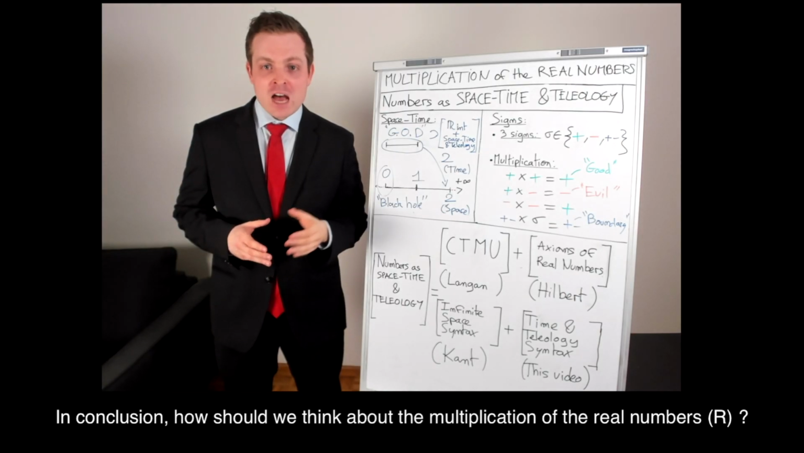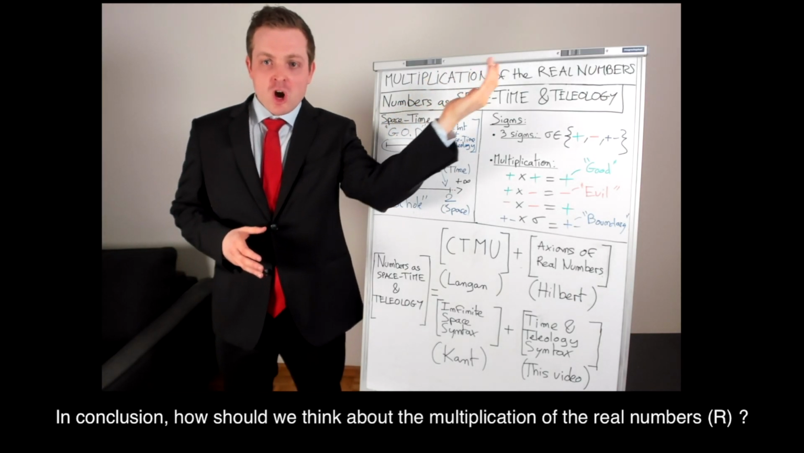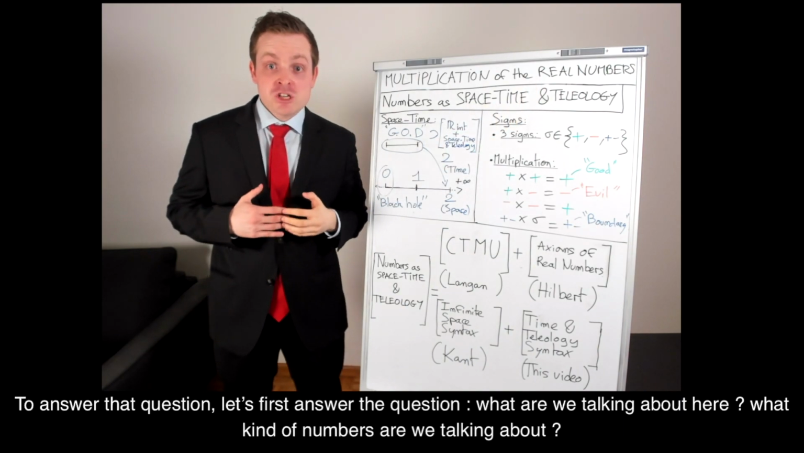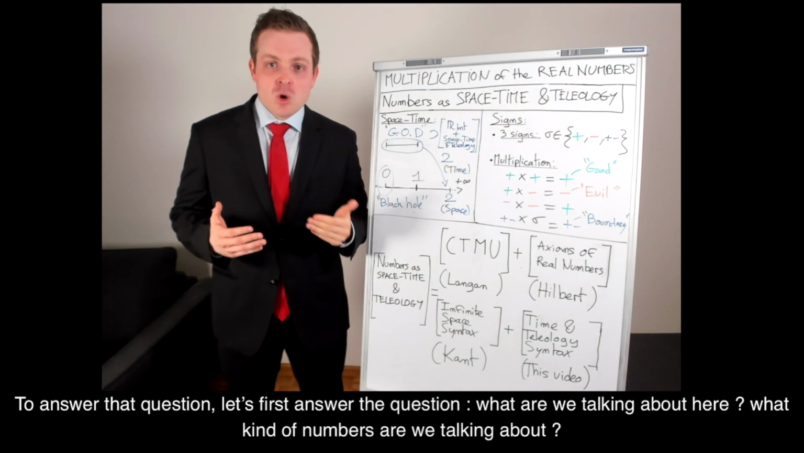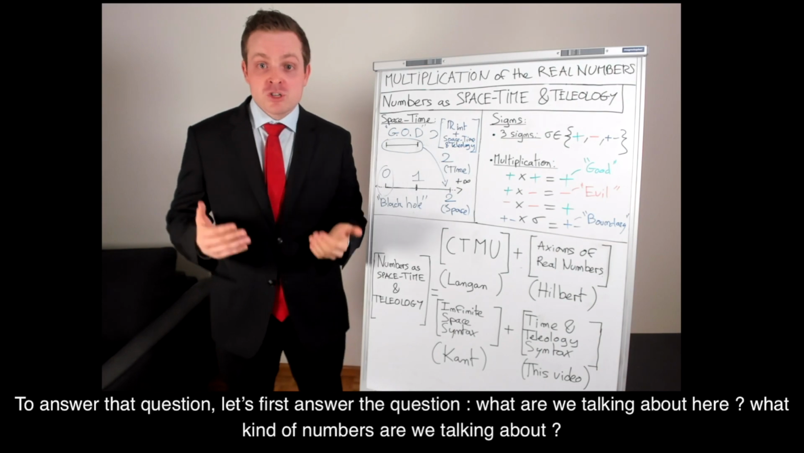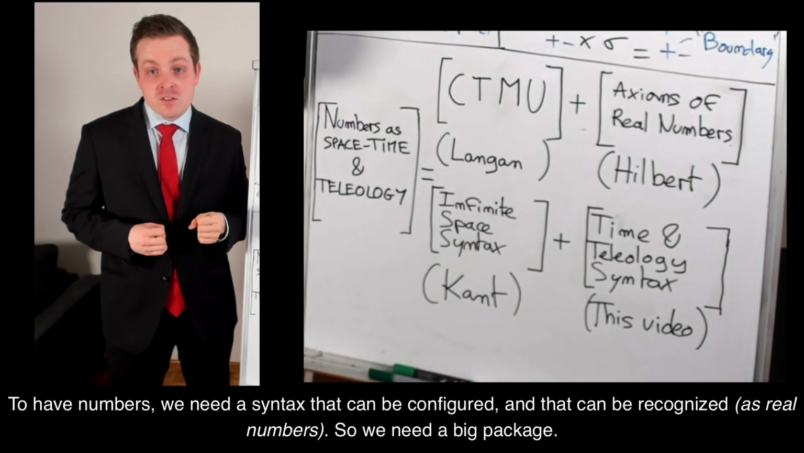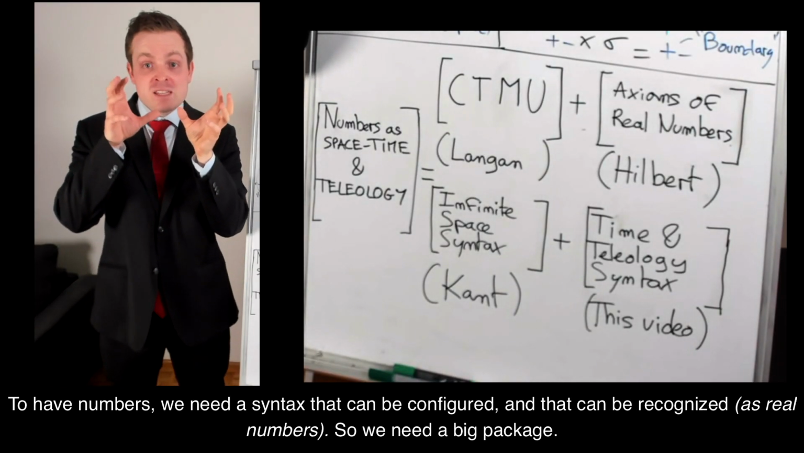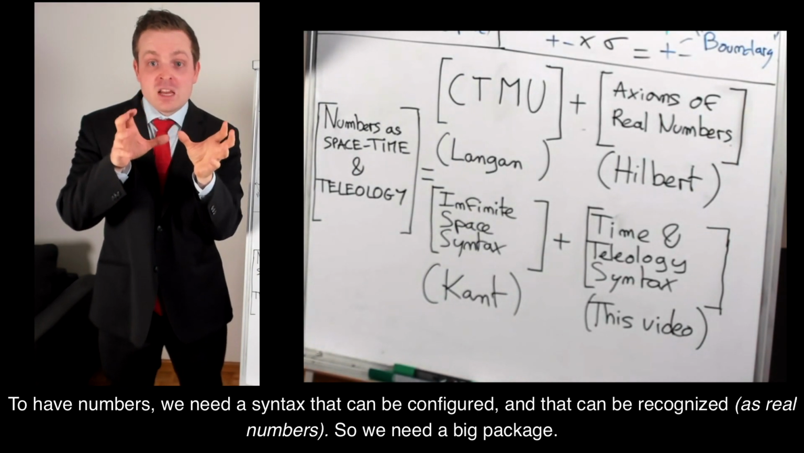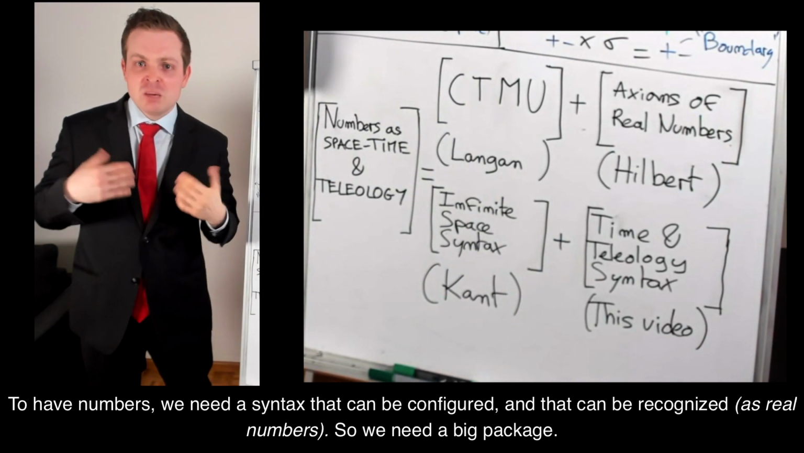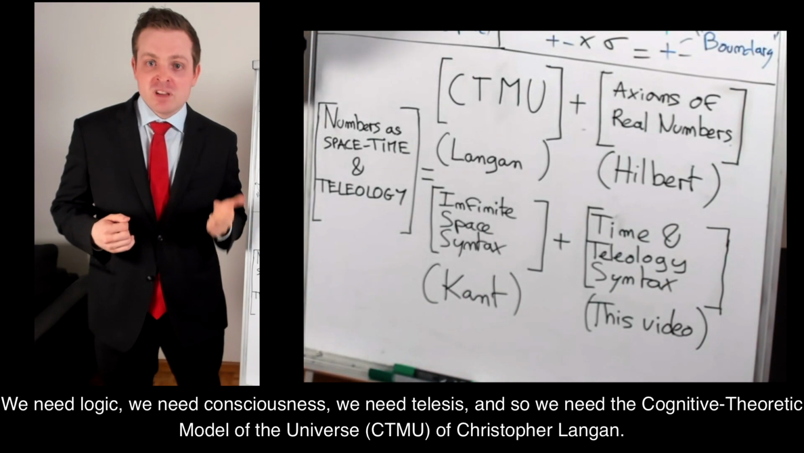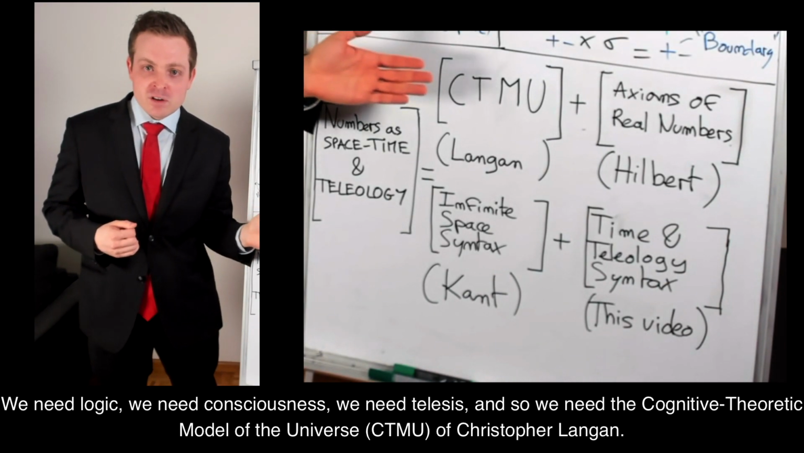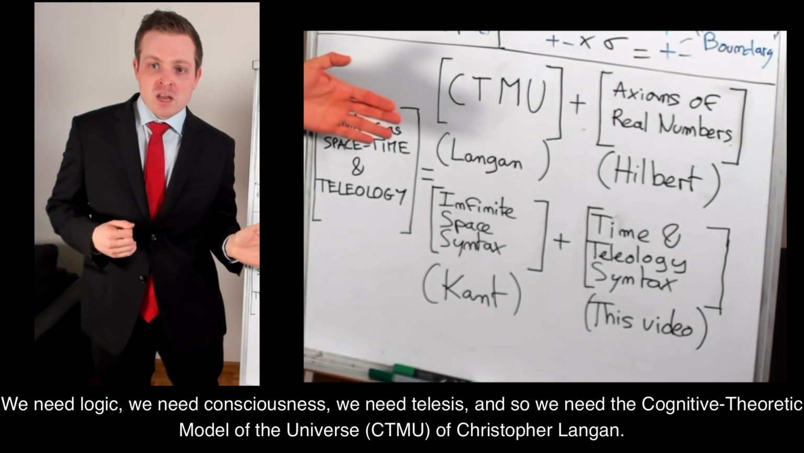In conclusion, how should we think about the multiplication of the real numbers? To answer that question, let's first answer the question, what are we talking about here? What kind of numbers are we talking about? And to have numbers, we need a syntax that can be configured and that can be recognized, and so we need a big package. We need logic, we need consciousness, we need telesis, and so we need the Cognitive-Theoretic Model of the Universe of Christopher Langan.